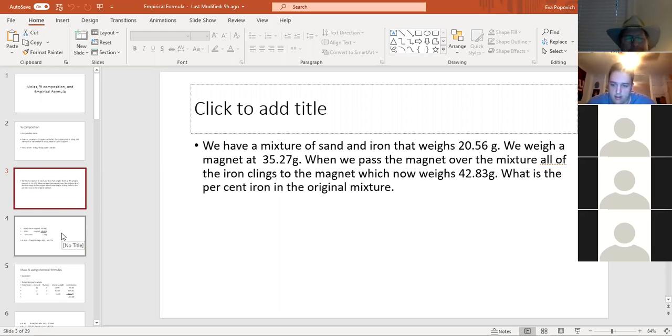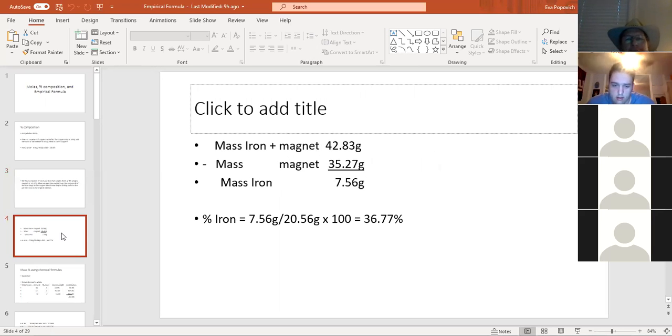Got it. Yeah. So you're absolutely right. You got the weight of the iron and magnet, and you got the weight of the magnet. Subtract the two out, you got the mass of your iron. Then all you got to do is, your whole mixture weighs 20.56 grams. Divide the weight of the iron by the 20.56. You have your percent iron. Good enough, guys? Any questions on that problem? Yes. No.